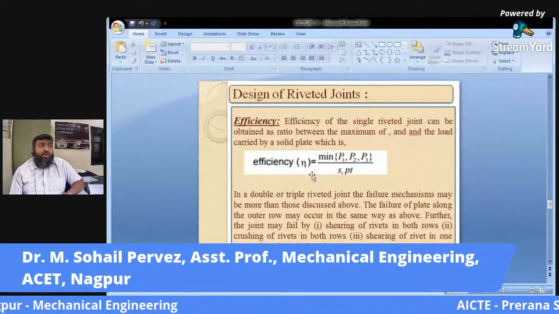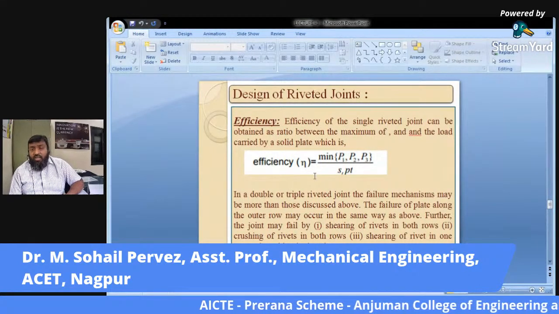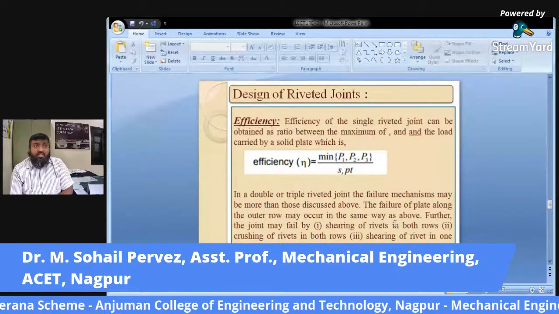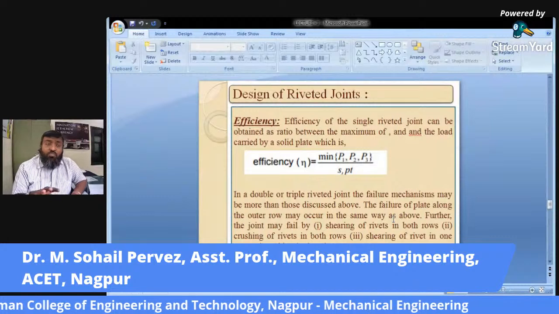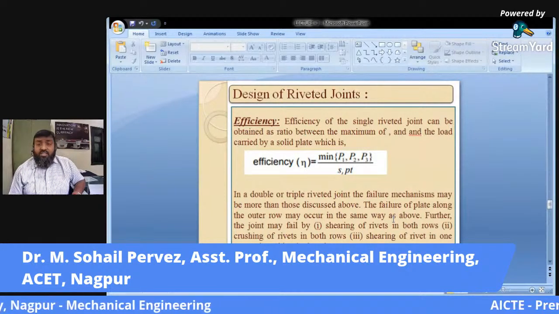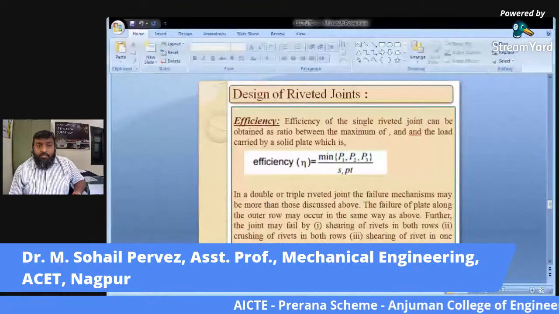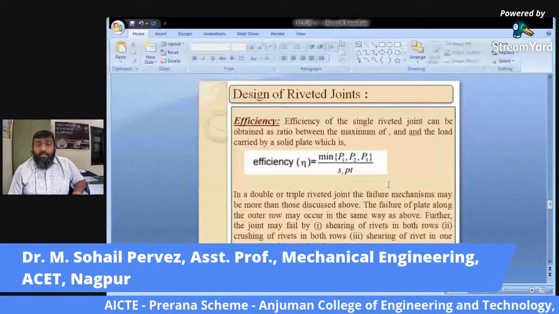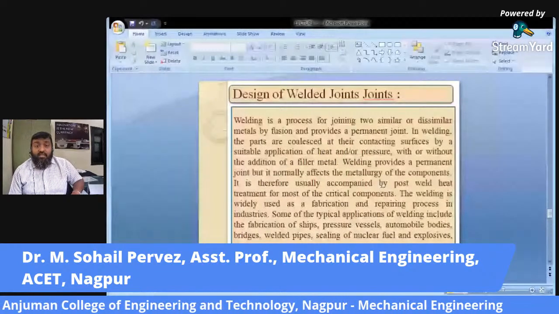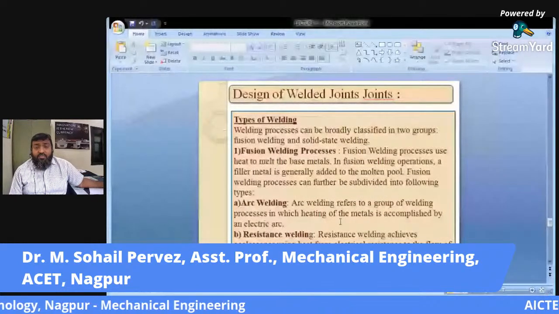Efficiency, and then type of loading, then eccentrically loaded riveted joint. This is what I have discussed right now, and I hope you are getting the things with reference to both bolted joint and riveted joint. Now, as far as welded joints are concerned, the basic classification will remain the same. So here the type of welding, and arc, that is fusion and arc welding.